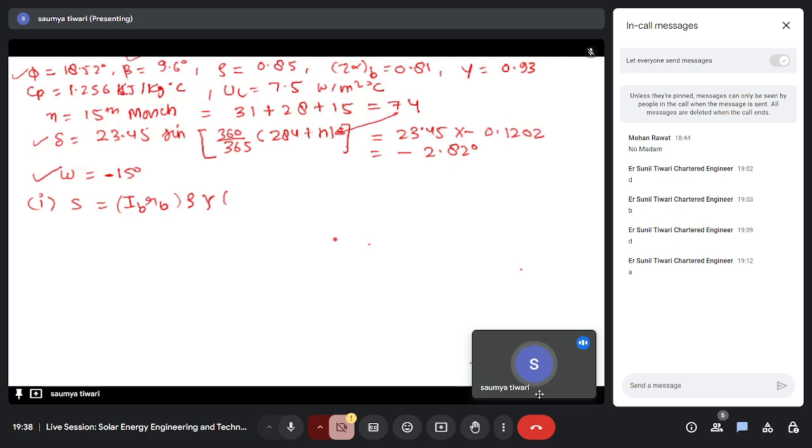Then we have the cover, for which we have the transmittivity absorptivity product for the beam radiation, and this is for the direct radiation falling on the absorber tube. So this will be I B into R B into tau alpha for beam radiation, and then we have D naught upon W minus D naught.